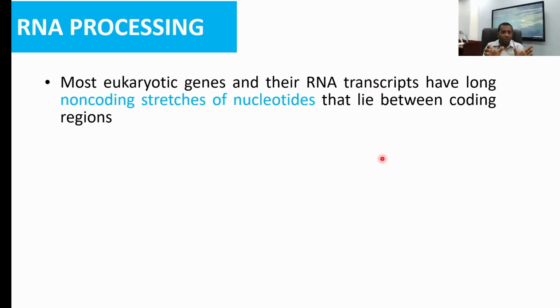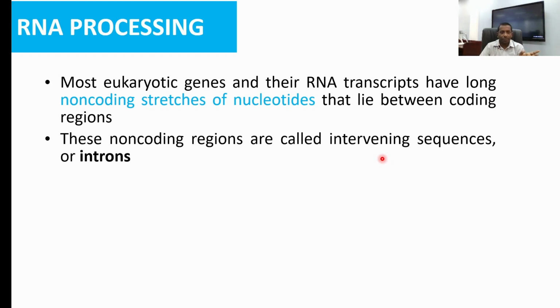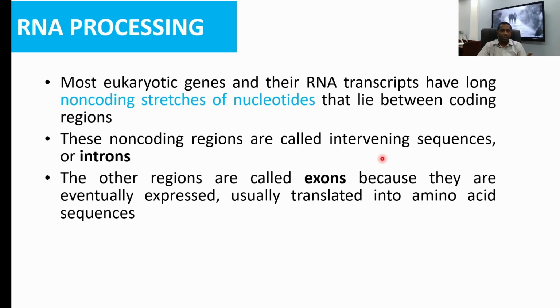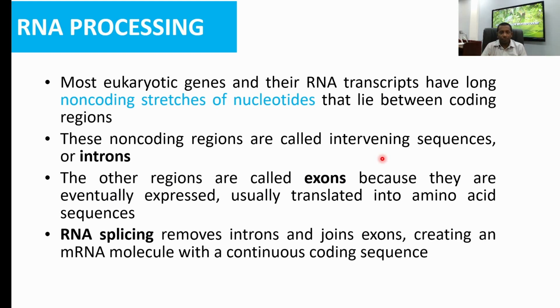So in eukaryotes we have non-coding regions between coding regions. These non-coding regions are called introns, and we have to get rid of them before we use these mRNA molecules in translation. So this removal of introns and joining of exons is called RNA splicing.